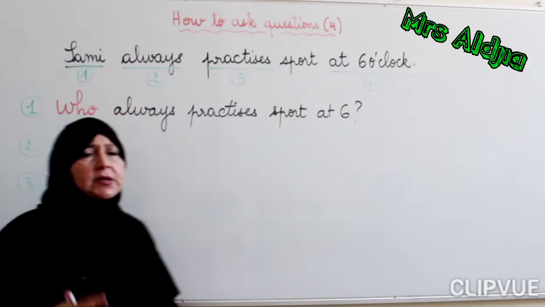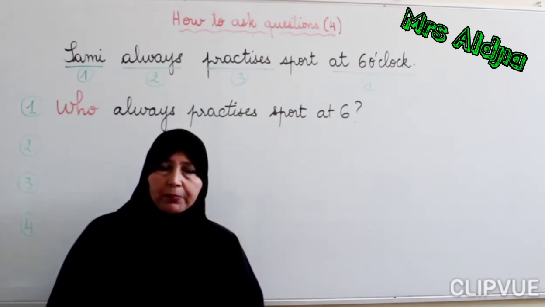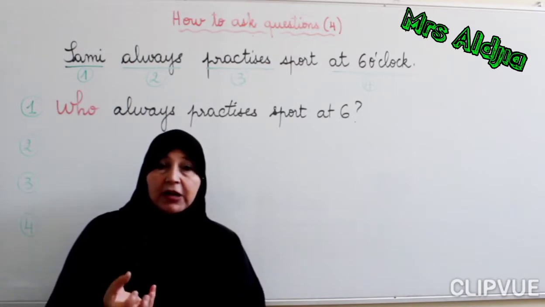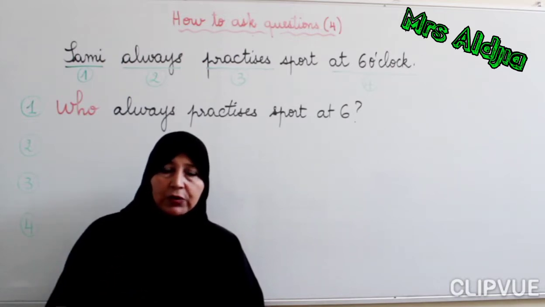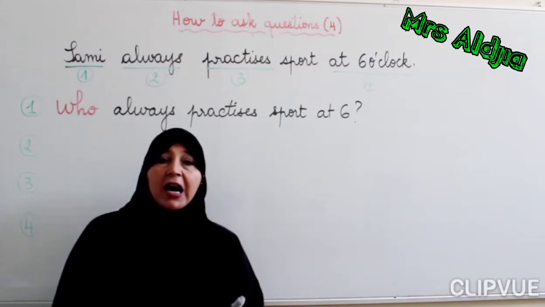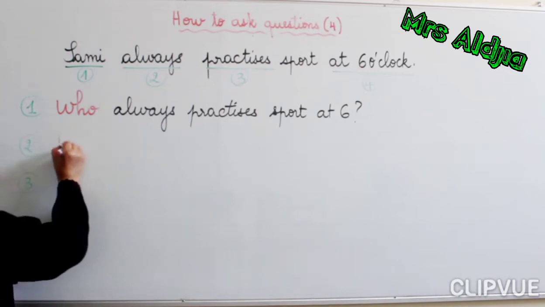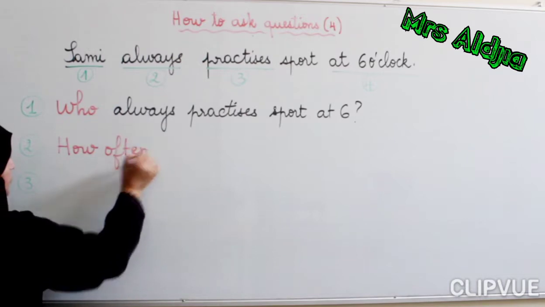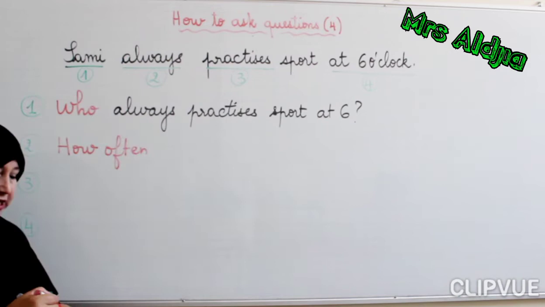So always means always what is it? What's the question word? Do you remember? Or do you know it? If you don't, listen to me. When we are asking about frequency adverbs, always, often, usually, rarely, never, sometimes, we say how often. Okay, we stop here. How often we are asking about a frequency adverb.